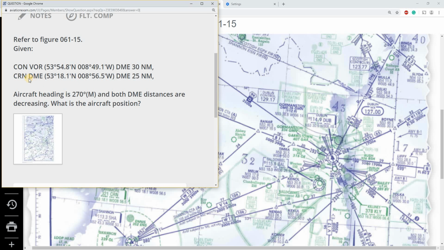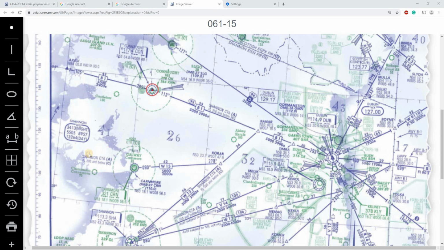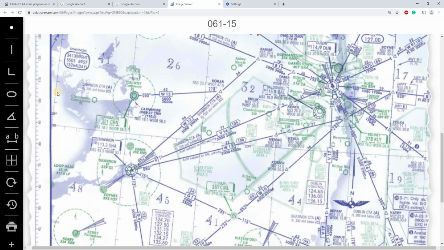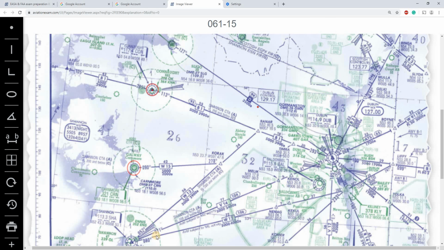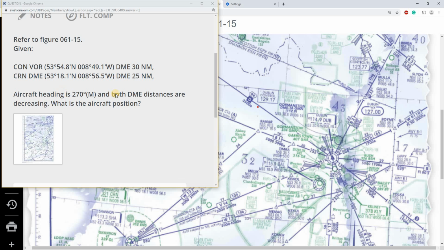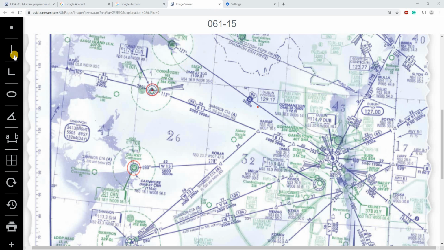And then we are looking for CRN DME, which is 5318. There we go, it's right here. We'll make a circle as well. So we have these two stations and we have a DME fix of 30 nautical miles from this VOR.